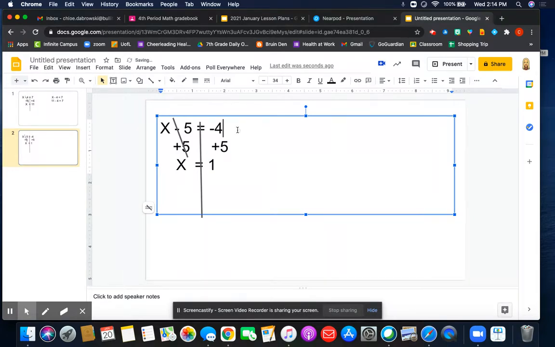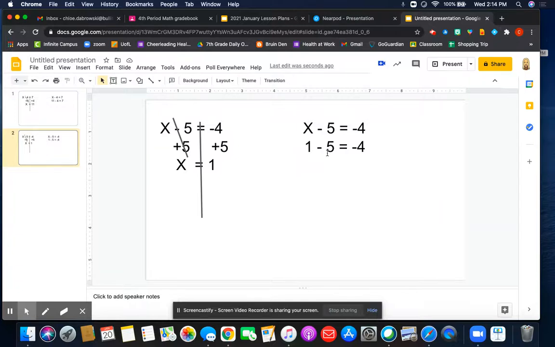And I can always check that and see if my math is correct. So x minus 5 equals -4. If I plug in my x value, I get 1 minus 5 is -4. Is that true? Yes, we solved this correctly.